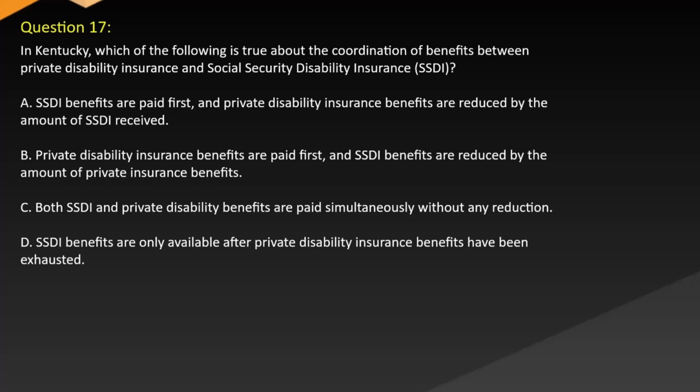Question 17. In Kentucky, which of the following is true about the coordination of benefits between private disability insurance and Social Security disability insurance (SSDI)? A. SSDI benefits are paid first, and private disability insurance benefits are reduced by the amount of SSDI received. B. Private disability insurance benefits are paid first, and SSDI benefits are reduced by the amount of private insurance benefits. C. Both SSDI and private disability benefits are paid simultaneously without any reduction. D. SSDI benefits are only available after private disability insurance benefits have been exhausted.